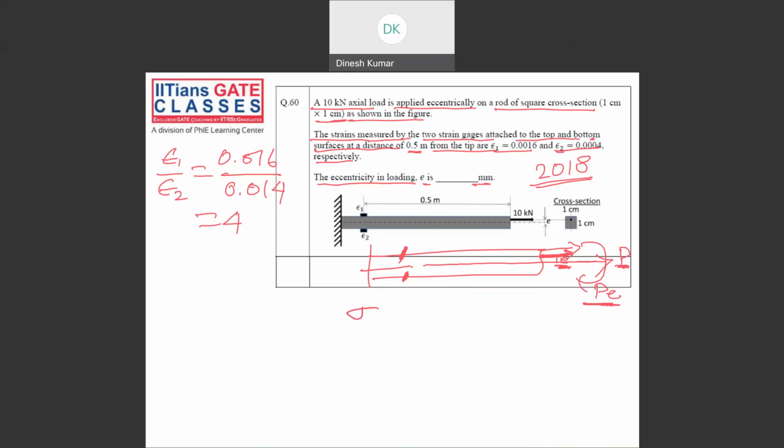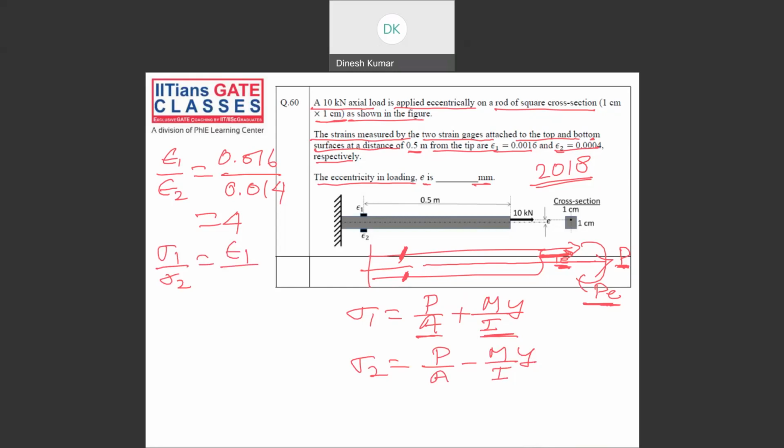So if you find your sigma 1, it will be P by A plus M upon I into Y. You can say this is the axial stress part and this is the bending stress part. But if you take sigma 2, it will be P by A minus M upon I into Y. Now guys, from Hooke's law, sigma 1 by sigma 2 will be nothing but epsilon 1 by epsilon 2, because we know sigma is capital E times epsilon.